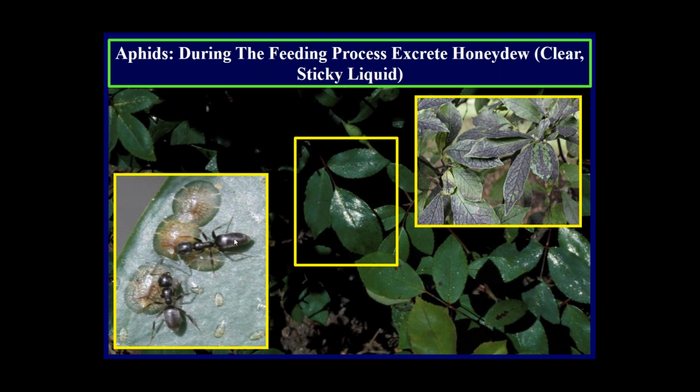In addition to that, ants are attracted to the honeydew source, and they will protect aphids from beneficial insects like parasitoids and predators, and they also will move them around on plants. Okay, so whenever you see ants or honeydew or black sooty mold, you've got aphids.